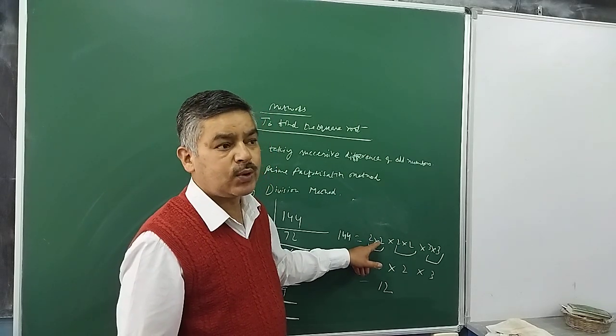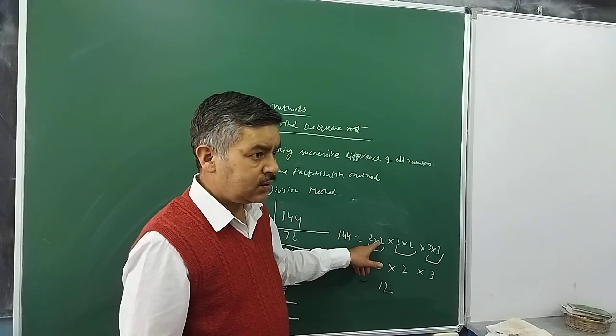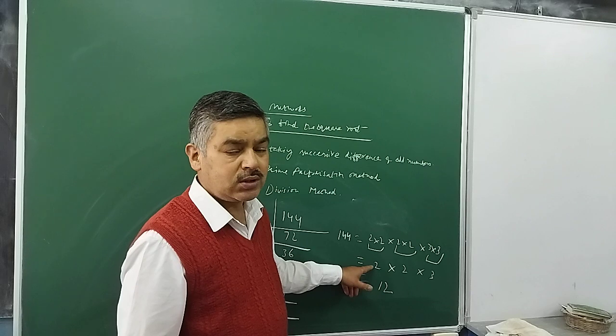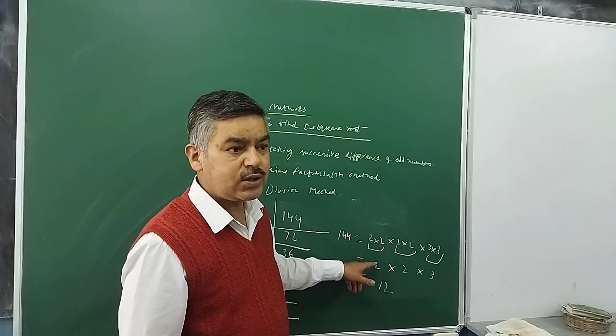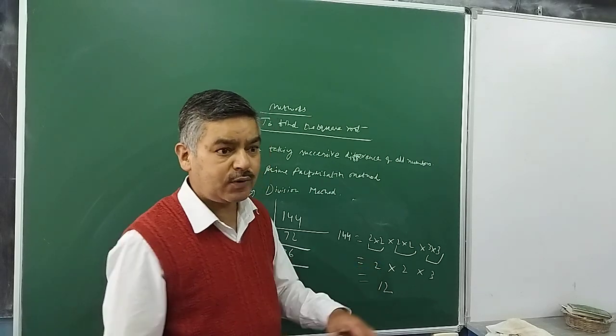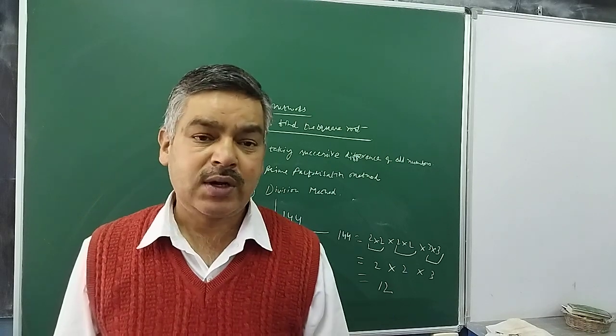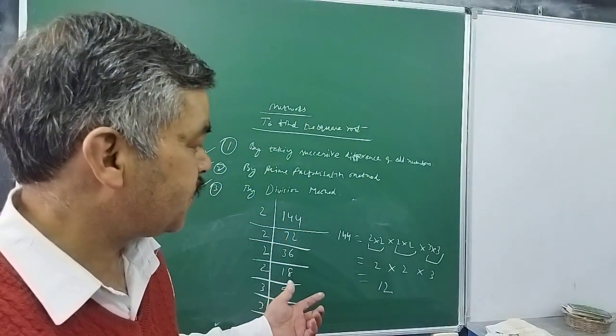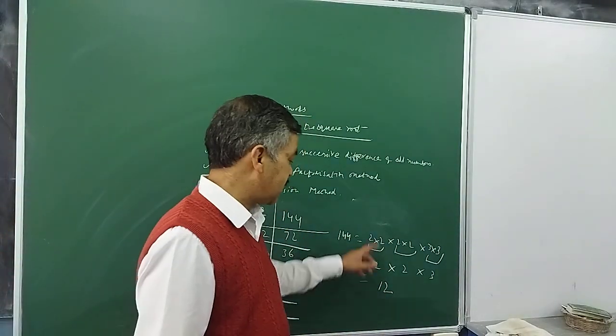Okay, 2 squared is 4. But the square root of 4 is 2. Square of 2 is 4, and 2 is the square root of 4. So that you need to understand.